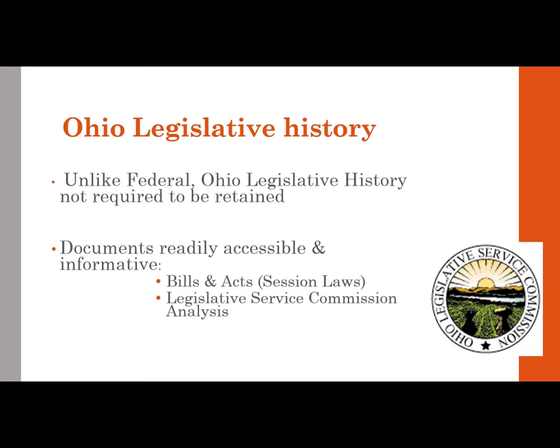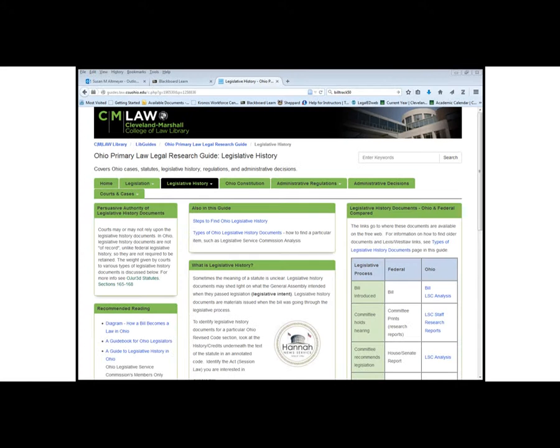Sometimes, to be honest, it just gives you a summary of the changes and it doesn't go too much beyond that. But it's hit or miss. You've got to take a look at it. There's other types of legislative history documents that are available, but they may be harder to get. Take a look at the Ohio Primary Law Legal Research Guide, Legislative History. This guide is available from the Law Library homepage, and this will direct you to other sources of legislative history.